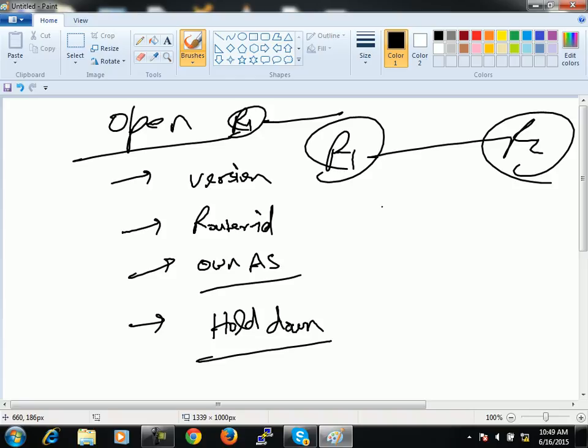Finally, the hold down timer is also there, and it is by default 4 minutes. This is not the hold down timer which is configured by default in BGP, which is 180 seconds. The default hold down timer for BGP is 180 seconds, right? I will let you know later on. But here, the hold down timer inside the open message will always be 4 minutes.